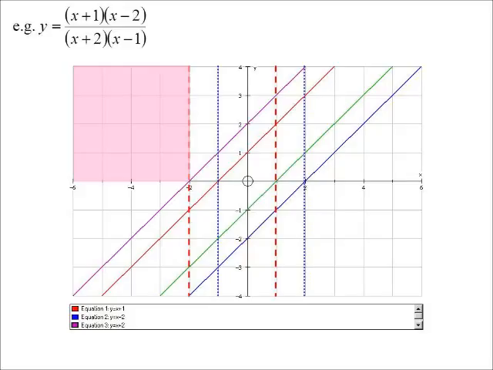Negative times negative times negative times negative, positive. Then between the red and the blue, I've got positive times negative times negative times negative, negative, and so on, working through the signs of each region. There we go. So we now know where it's travelling. We have x-intercepts at those blue ones. So I've got to go through those x-intercepts. I suppose the other key feature I could always find is the y-intercept.